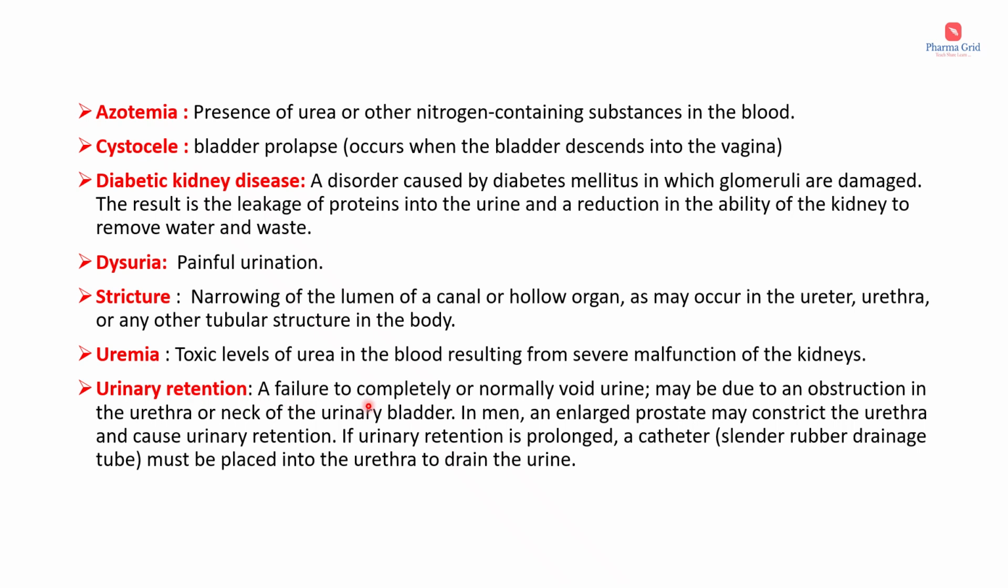Urinary retention, a failure to completely or normally void urine, may be due to an obstruction in the urethra or neck of the urinary bladder. In men, an enlarged prostate may constrict the urethra and cause urinary retention. A catheter is a slender rubber drainage tube. If the urinary retention is prolonged, a catheter must be placed into the urethra to drain the urine.